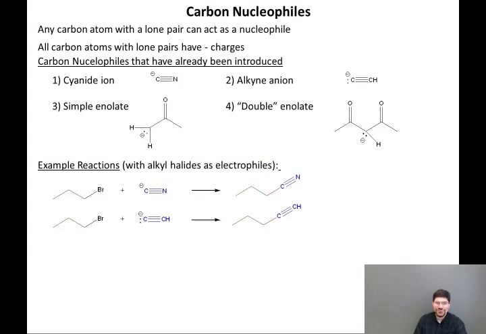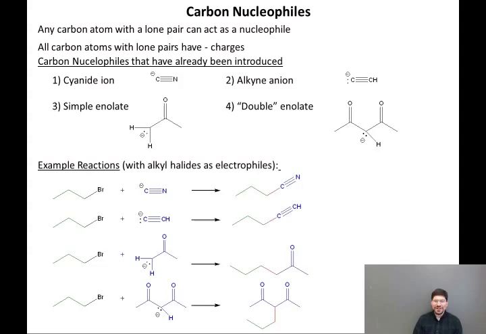The enolate reacting with an alkyl halide forms a new carbon-carbon bond, once again between the carbon next to the carbonyl, which we call the alpha carbon, and then the terminal carbon of the propyl group. And then finally, for the double enolate, any alkyl halide reacts by simply sticking that number of carbons on the carbon in between the two carbonyl groups. So we now have a propyl group coming off that central carbon.